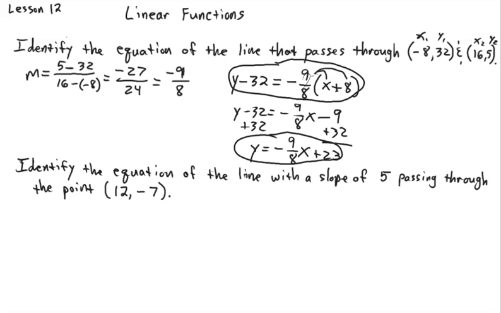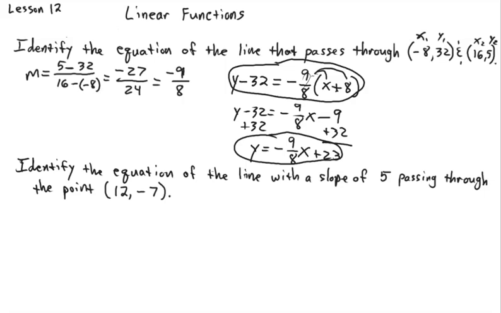And then if we wanted to do standard form, we could very easily take the slope-intercept form and convert it into standard form like we did in the last video. Okay. Now let's do this other one. Identify the equation of a line with a slope of 5 passing through the point 12, negative 7.